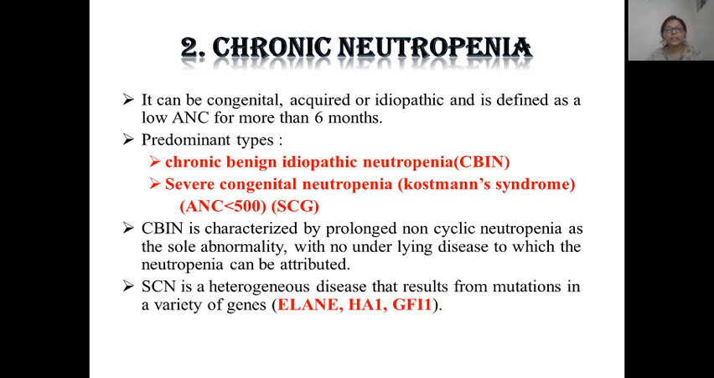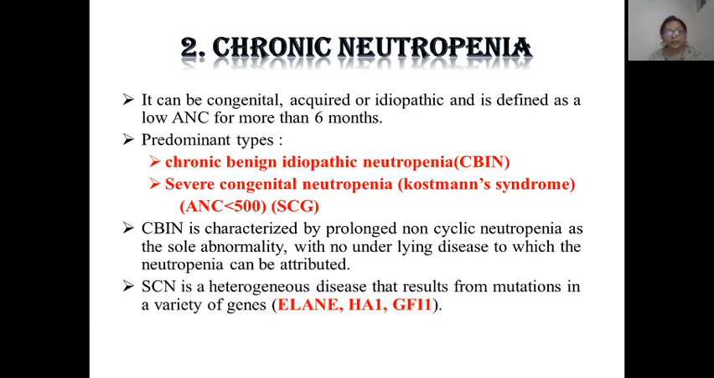Chronic neutropenia is congenital, acquired, or idiopathic and is defined as a low absolute neutrophil count for more than 6 months. It has two predominant types: chronic benign idiopathic neutropenia and severe congenital neutropenia, which is also known as Kostmann syndrome. The first one, chronic benign idiopathic neutropenia, is characterized by a prolonged non-cyclic neutropenia as the sole abnormality, and there are no other characteristics of the disease seen here.